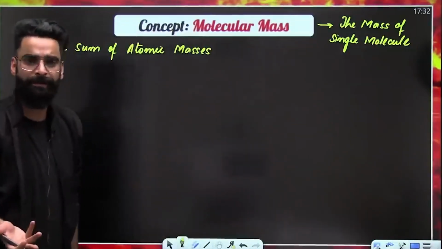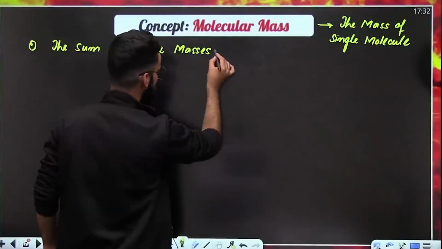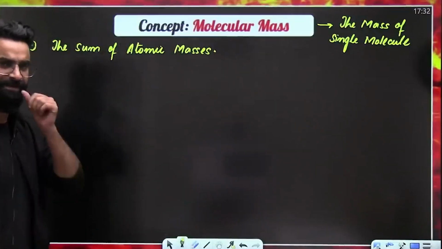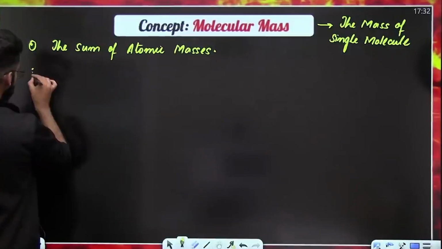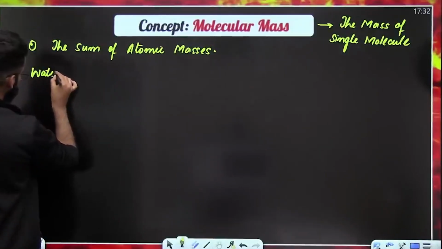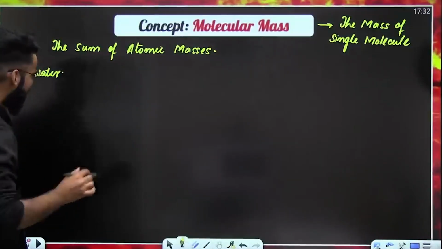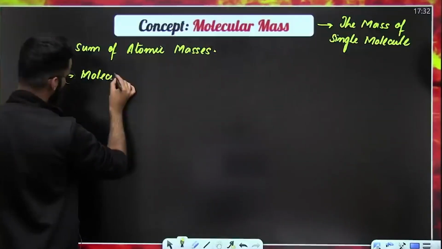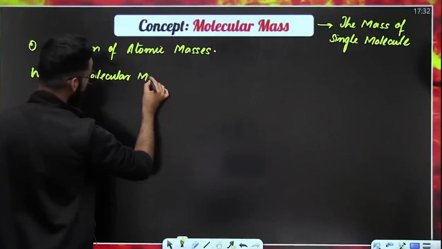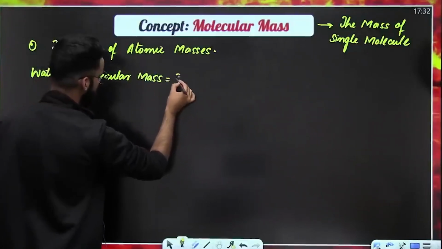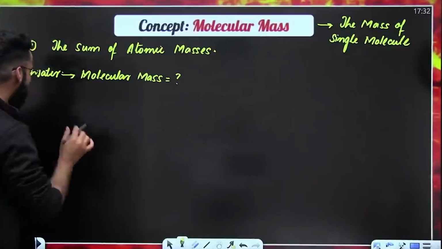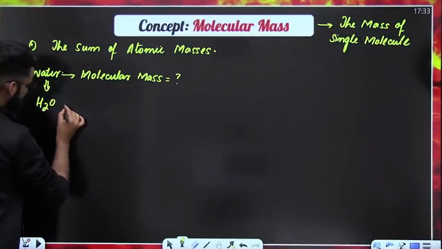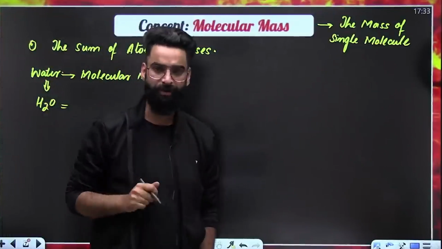And how will you calculate it? The sum of atomic masses of all the elements present in it. What does that mean? Let's have a look. For example, I'm writing water over here. Let's assume I need to calculate the molecular mass of water. That means I need to calculate the mass of one molecule of water.